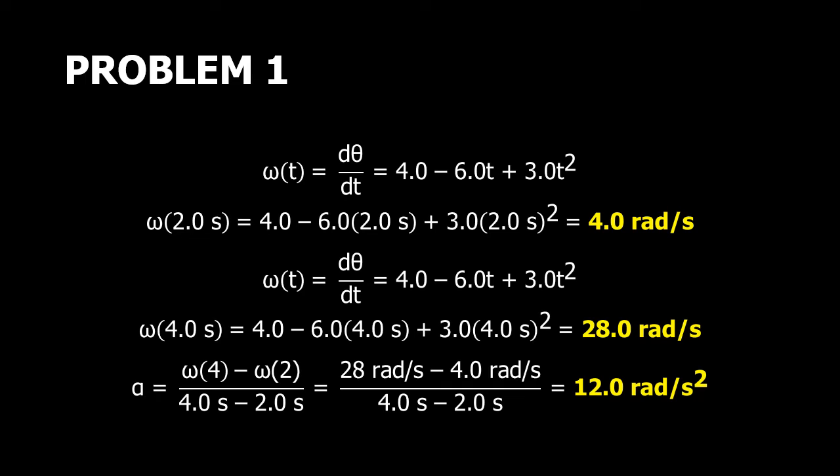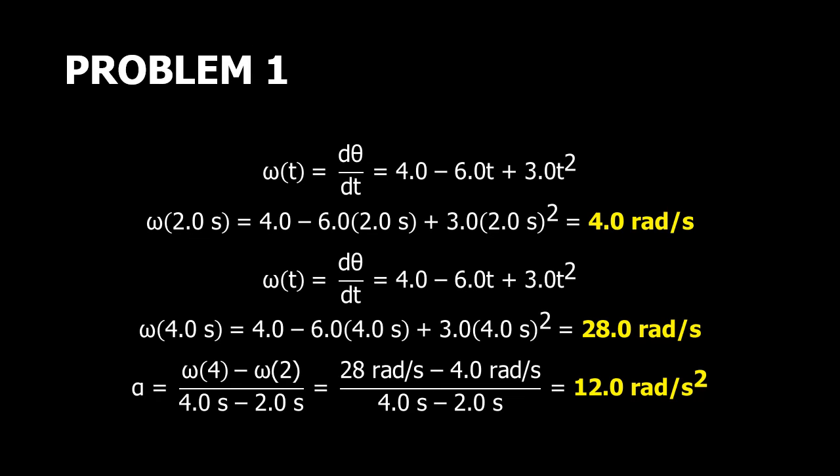So this will become 4 minus 6t plus 3t squared. So ito yung derivative nung angular position function natin, and this will be our function for angular velocities. And ngayon, ang gagawin na lang natin is we substitute 2 and 4 into this equation. So omega 2 and omega 4. So, i-substitute natin. So, 4 minus 6 times 2 plus 3 times 2 squared.